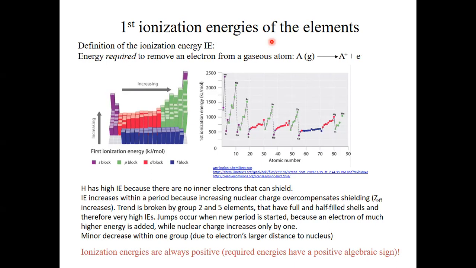For that reason, the ionization energy is unusually high. So this explains why the trend is broken 2 times. Okay, for the group 2 and for the group 15 elements. Okay. So a few more things are noteworthy.